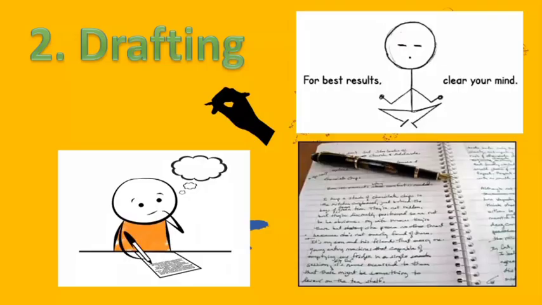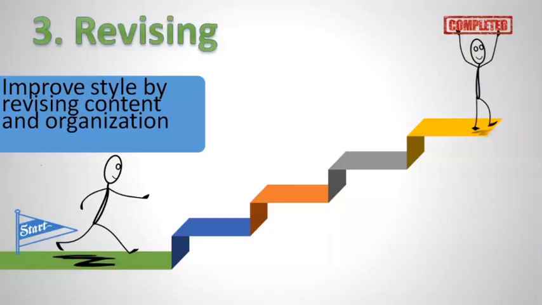Step 2 is drafting. Simply put, drafting is when you write the essay. However, you are not finished yet. We are now moving on to step 3. Step 3 is revising. Revision means to improve. And in the essay, we are improving the content and the organization during our revising period.